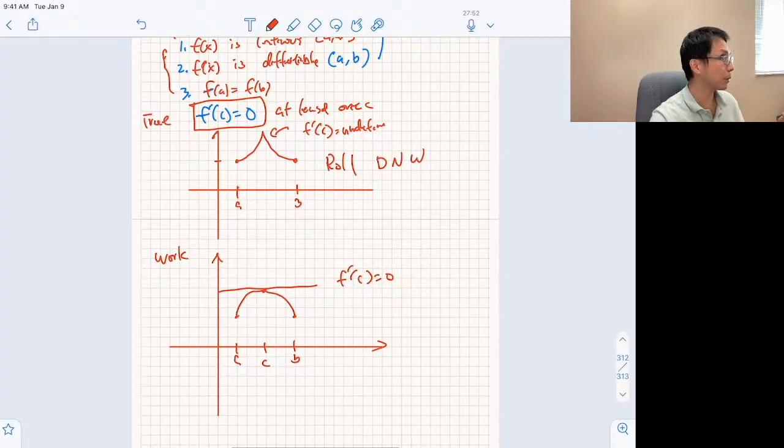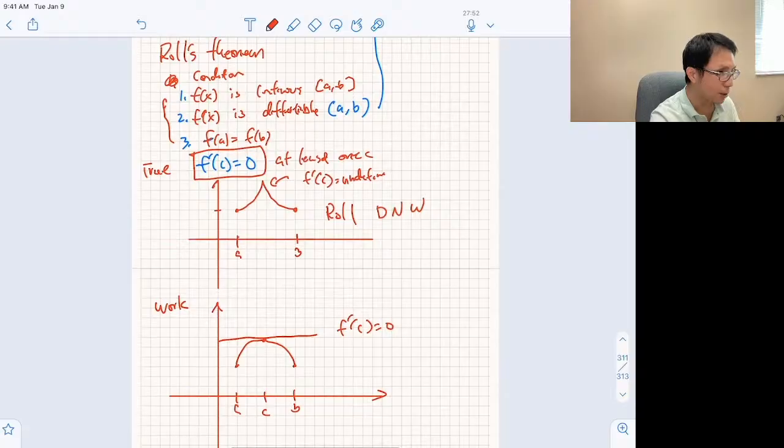Now, some of you guys remember the mean value theorem. The reason why the mean value theorem is kind of a copycat, I feel like it's a copycat. Why do I say it's a copycat? Rolle was a mathematician 100 years before Lagrange. Lagrange came after Rolle. So he kind of looked at Rolle.